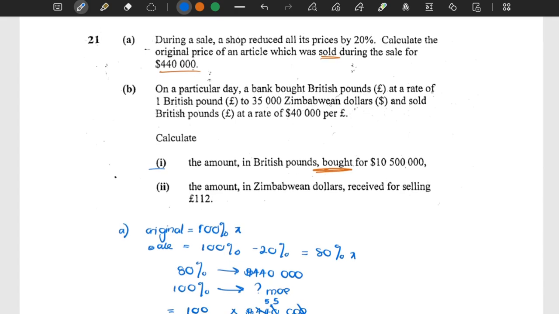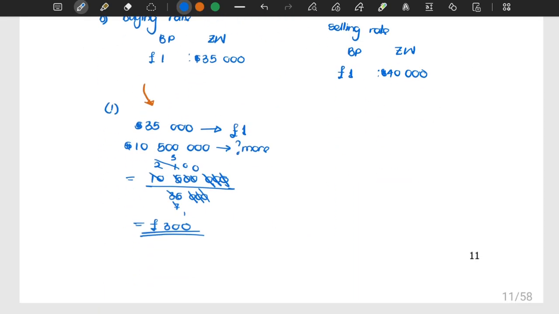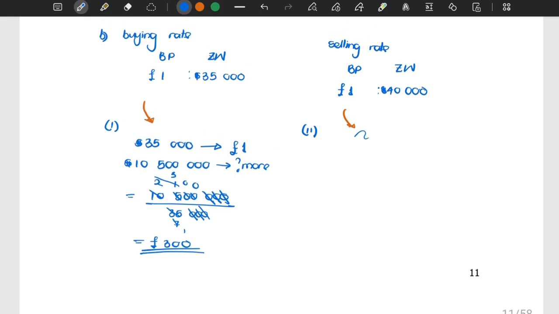And then question number 2 says the amount in Zimbabwean dollars received for selling 112 pounds. So now we use the selling rate. So we know that for selling, 1 is giving us 40,000. What about 112? We're expecting more. So that's 112 over 1 times 40,000.